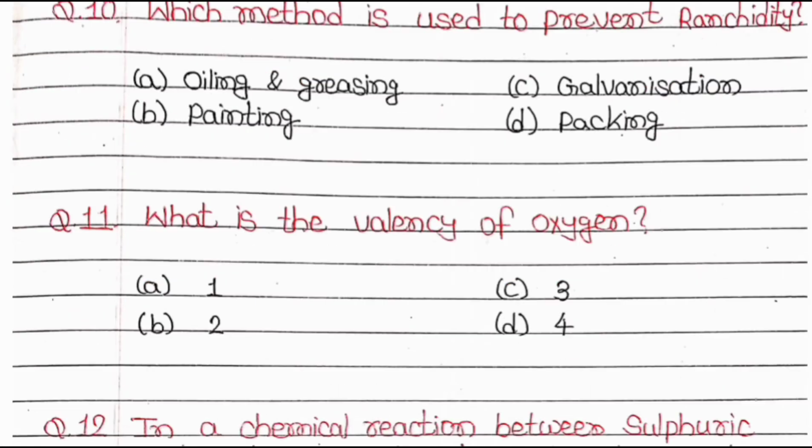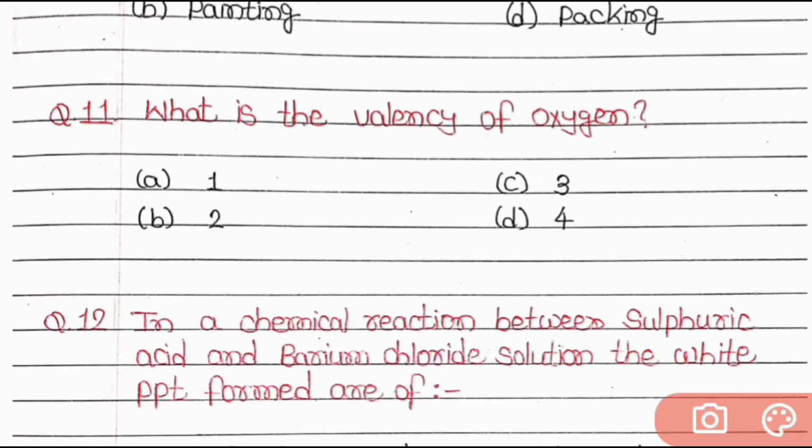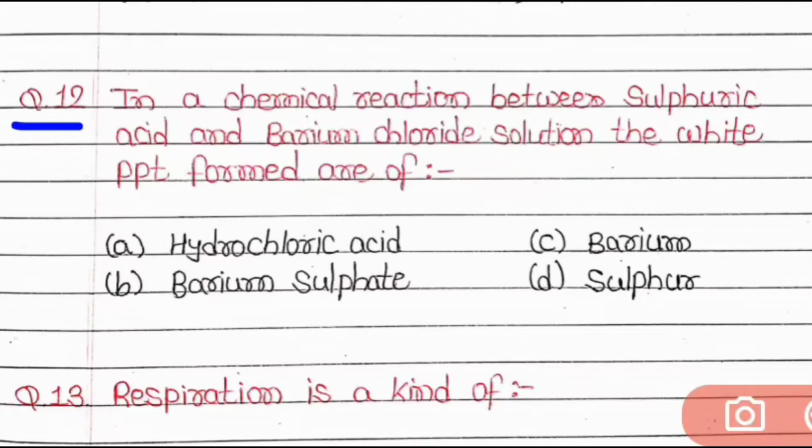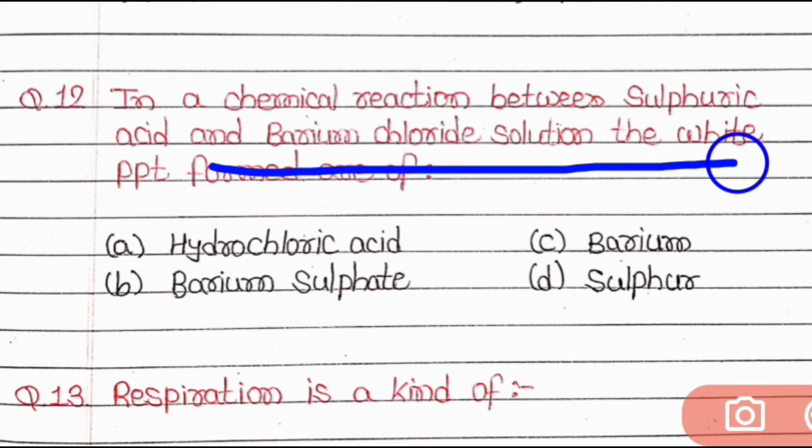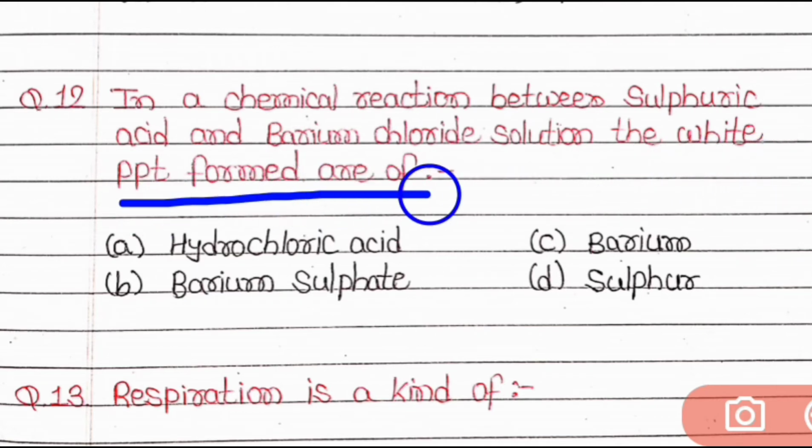Now, question number 11. What is the valency of oxygen? It is very easy. Option B is correct, that is 2. Now, question number 12 is, in a chemical reaction between sulfuric acid and barium chloride solution, the white PPT formed is of. Guess the answer. What is this? And the answer is B. Barium sulfate.